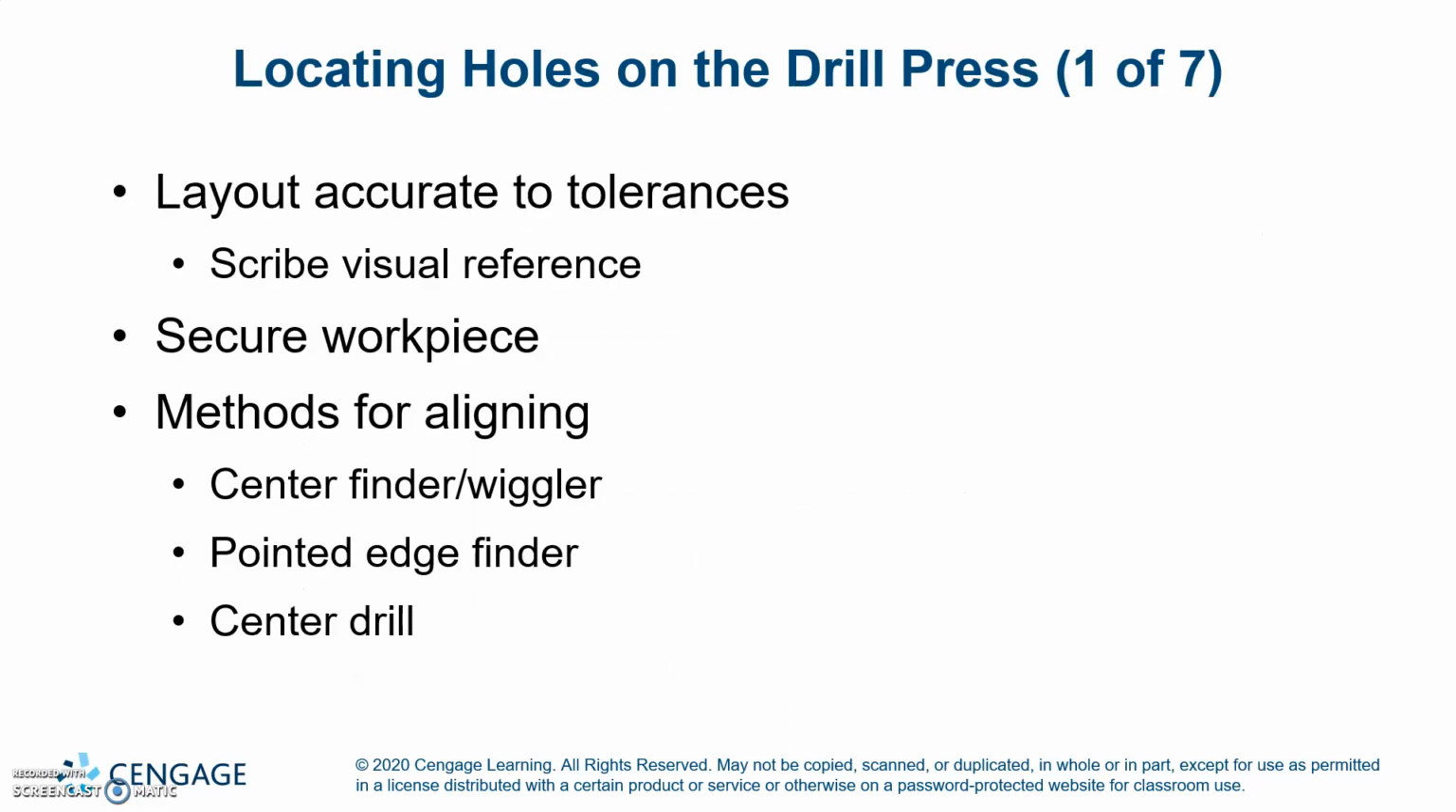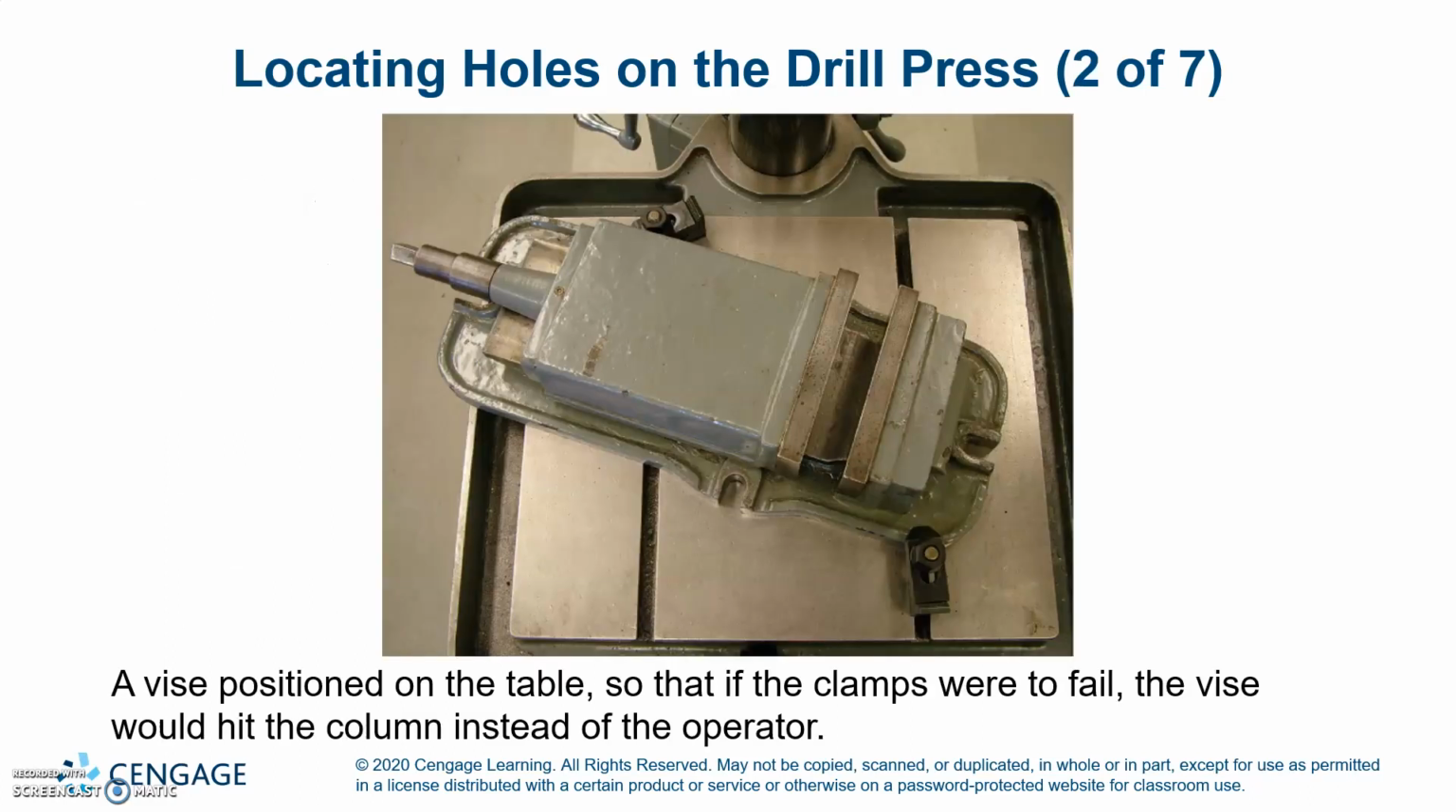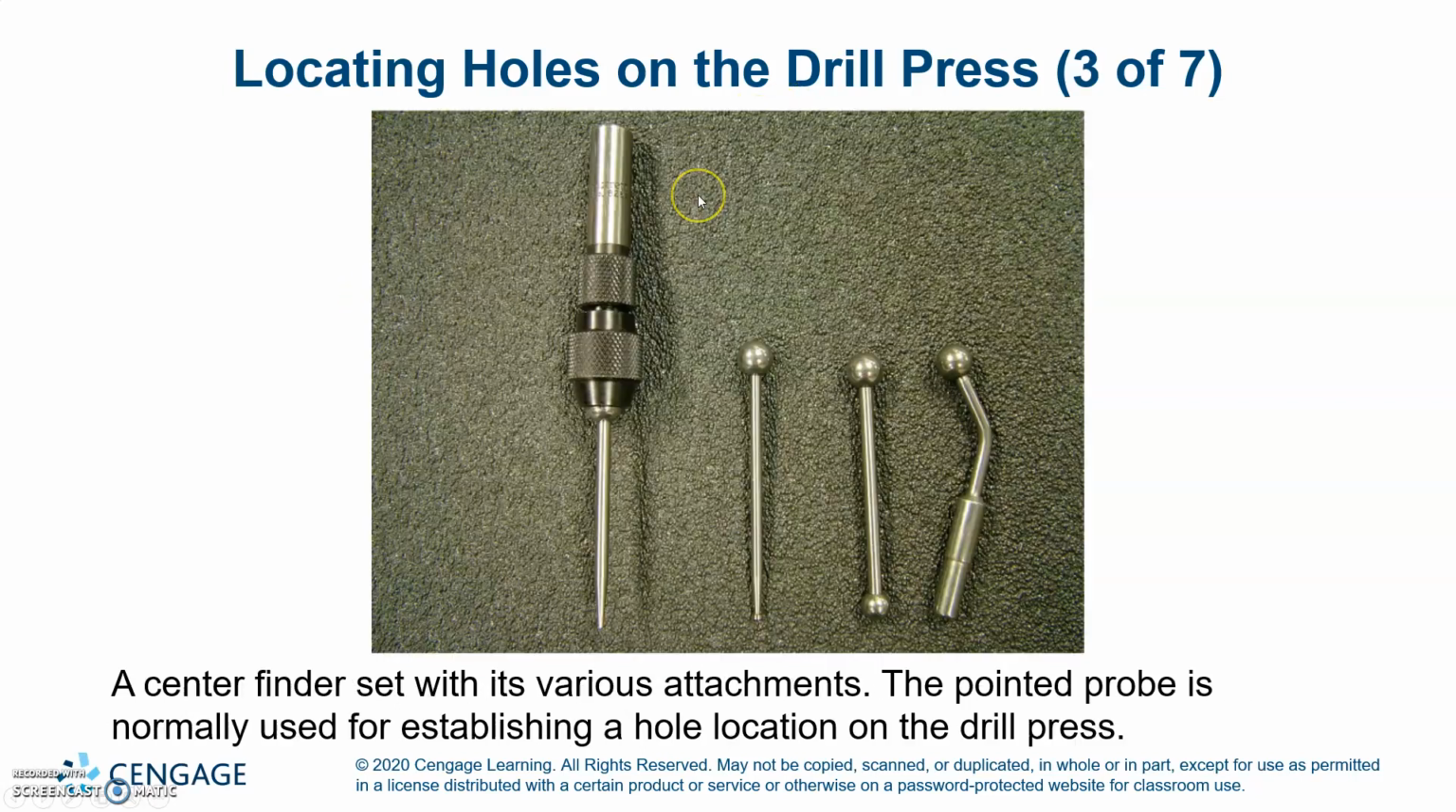Locating holes on a drill press. Layout, accurate tool to tolerances. Scribe visual reference. Secure workpiece. Methods for aligning: center finder or wiggler, pointed edge finder, or center drill. A vise is positioned on a table so that if the clamps were to fail, the vise would hit the column instead of the operator. So you would always want it on the left side so it would hit the column.